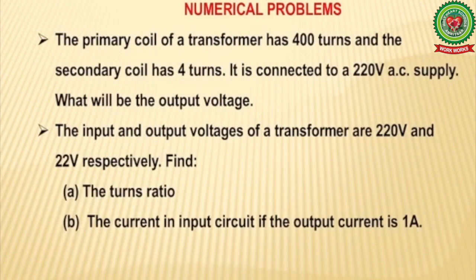Now, these are some numericals to be solved by you. The first one is, the primary coil of a transformer has 400 turns and the secondary coil has 4 turns. It is connected to a 220 volt AC supply. What will be the output voltage? Numerical number 2. The input and output voltages of a transformer are 220 volt and 22 volt respectively. Find the turns ratio and the current in input circuit if output current is 1 ampere.